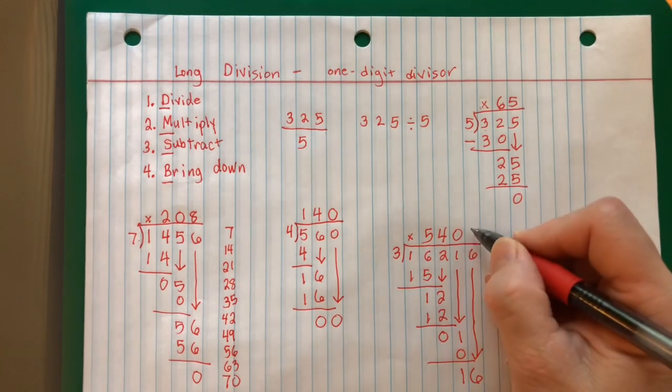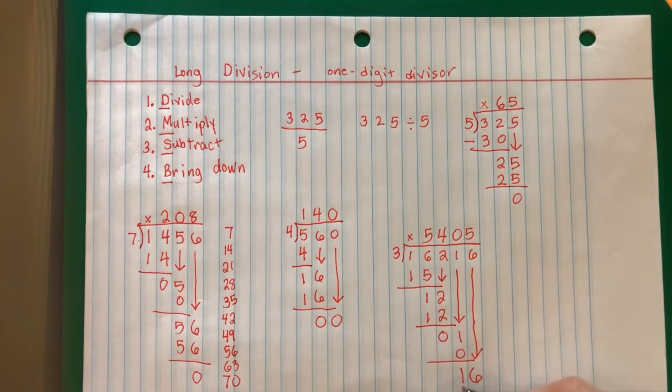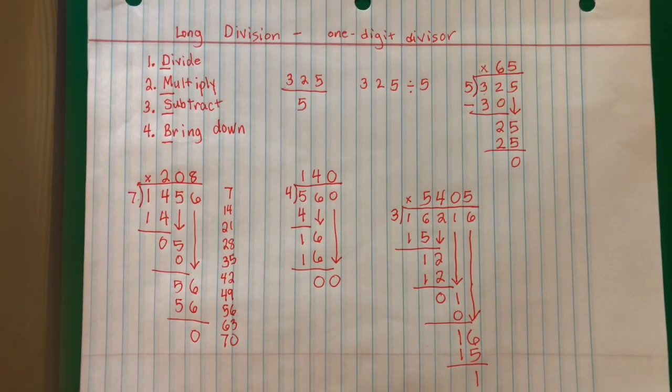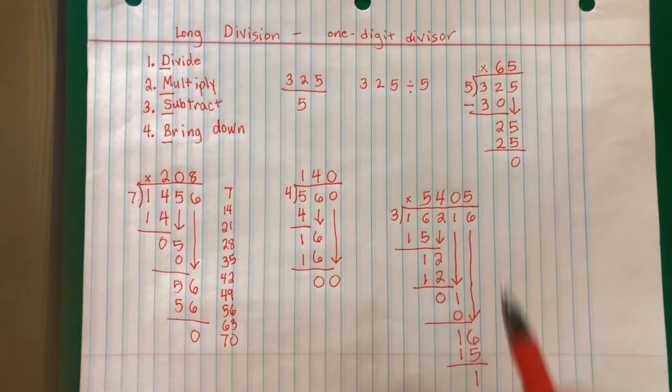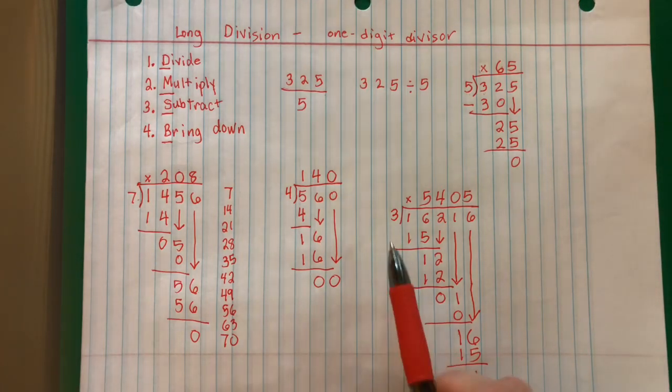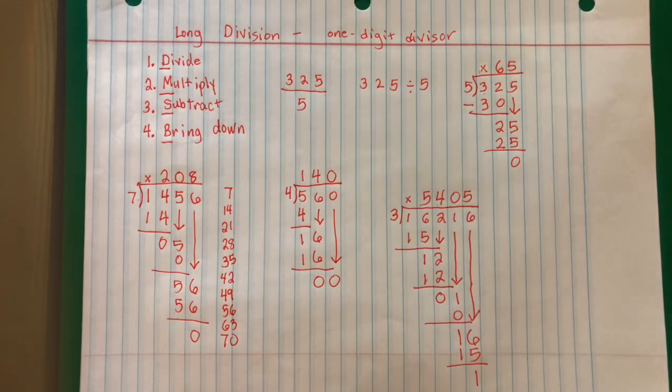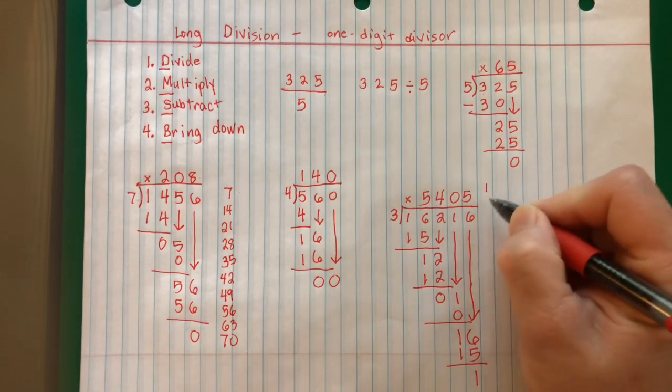3 goes into 16 5 times. 15. Now I have a remainder of 1. A lot of people just learn to say R1, remainder 1. But we're dividing this into groups of 3. And I had 5,405 whole groups of 3. But what do I have left over? I have 1 left over.